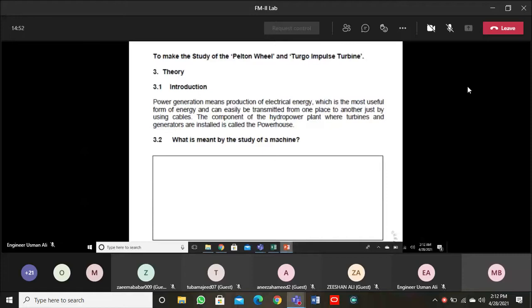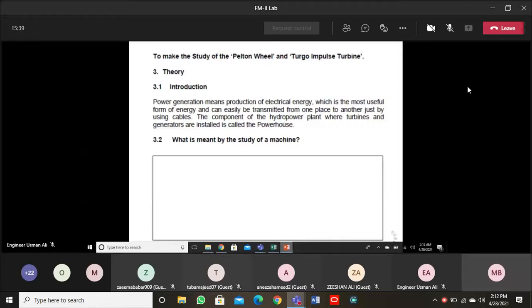So as I mentioned, we are studying the Pelton wheel and the turbo impulse turbine. I also shared on Monday the video recording of the study of these. Hopefully you have downloaded that video and seen it. In the laboratory video, it is shown how the Pelton wheel and the turbo turbine look, how their components are arranged, and their functions are also mentioned. So you should go through that video. Also you can search on the internet for videos of impulse turbines like the Pelton wheel and turbo turbines, to gain more knowledge.